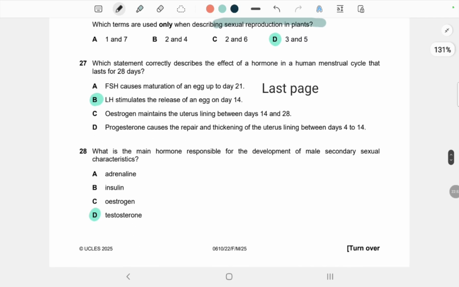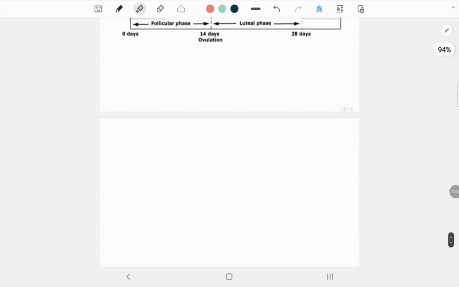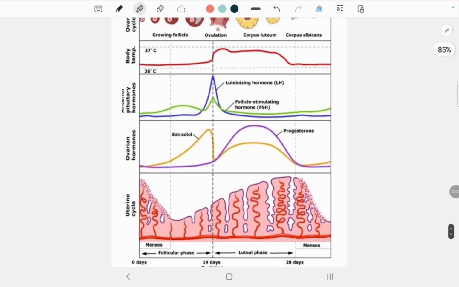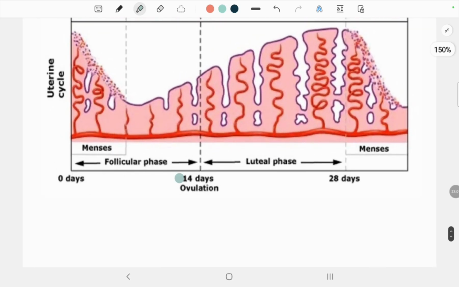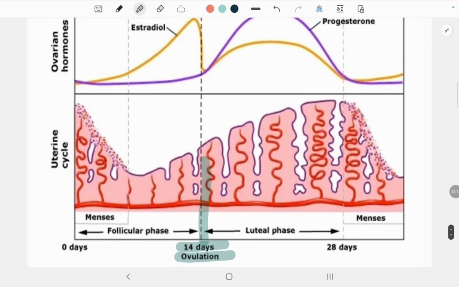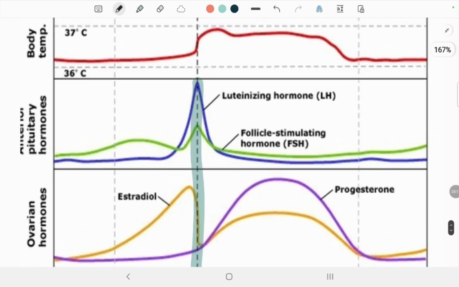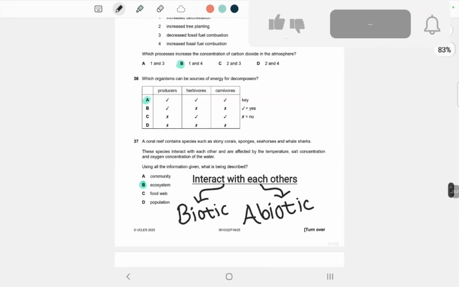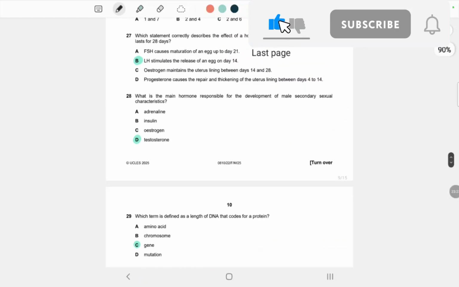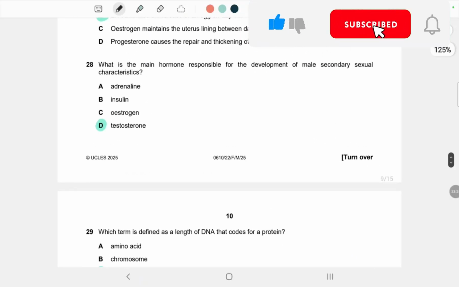Question 27 is talking about the menstrual cycle. LH, which is the luteinizing hormone, stimulates the release of an egg on day 14, which is ovulation. Let us check the graph on the last page. As you can see on the graph, the 14 days are for ovulation. Now let us trace the graph up. It is where the luteinizing hormone is the highest. Luteinizing hormone reaches the peak there.